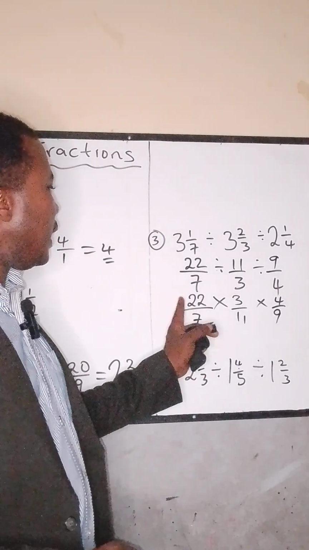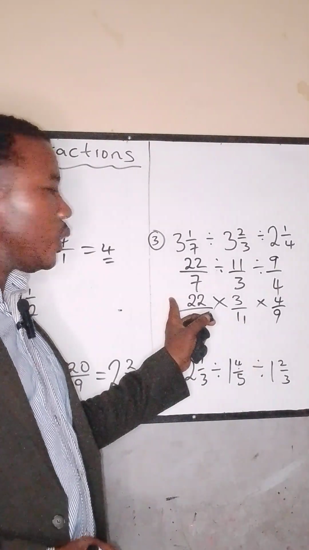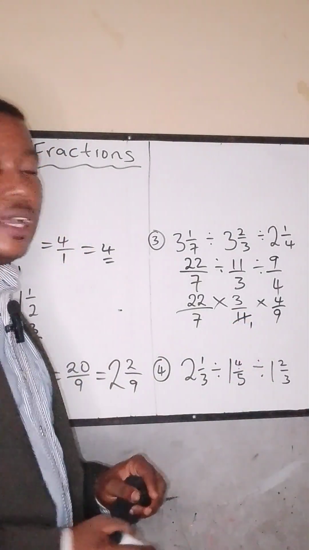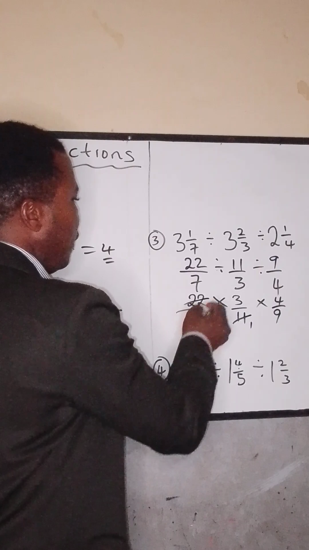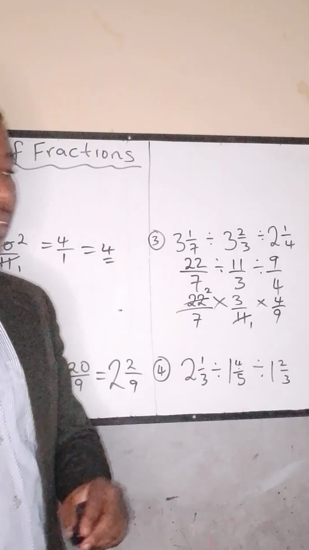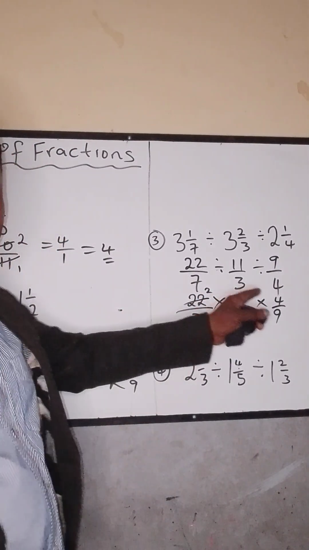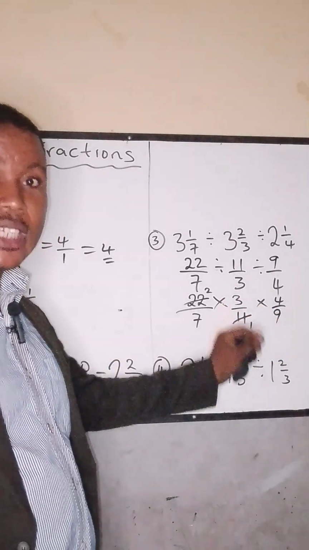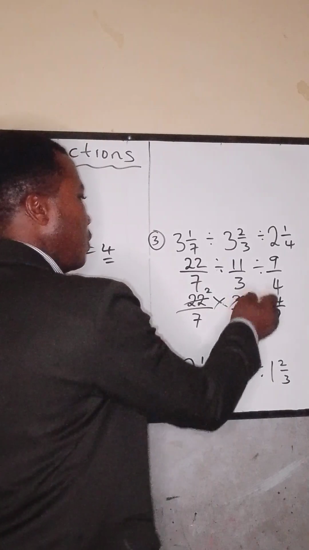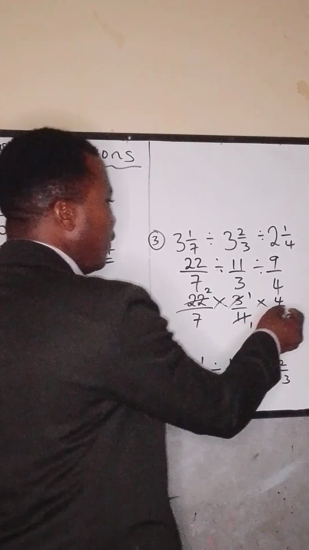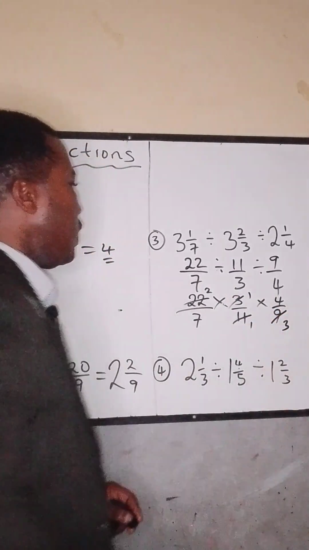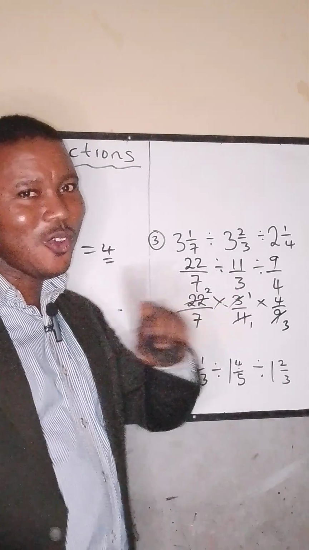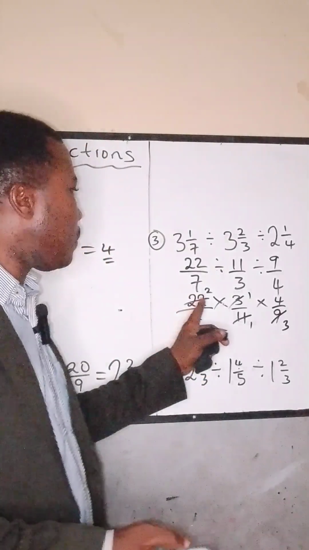Okay, so you can see here 11 and 22 can go. 11 divided by itself is what? 1 times, and 22 divided by 11 is giving us 2 times. Look here, can you see? Yes, this 3 and 9 can also be divided by 3. So 3 divided by itself is what? 1. And 9 divided by 3 is giving us what? 3. You can see here, check again. Can anything be divided again? No. So in that case, we now multiply out.